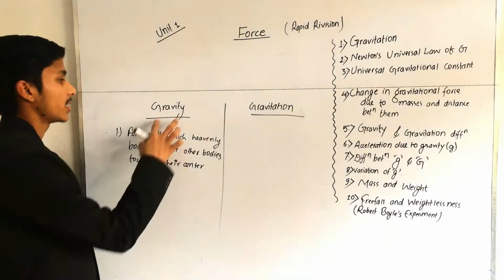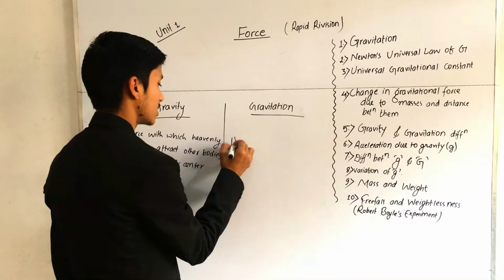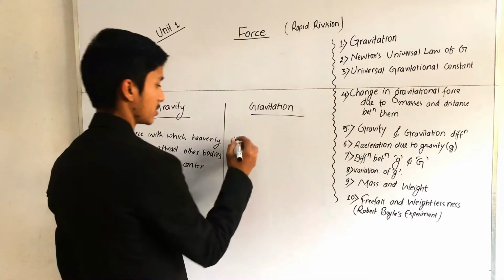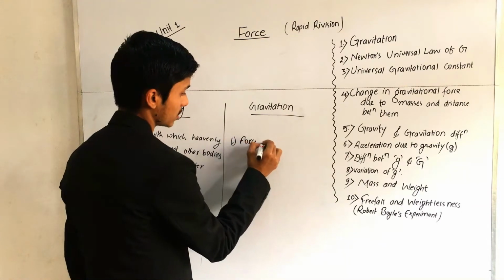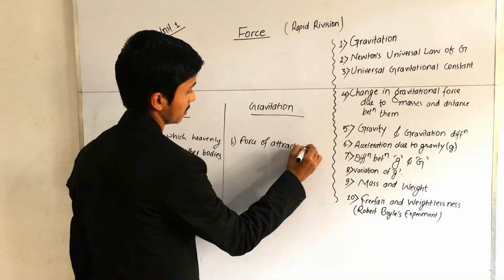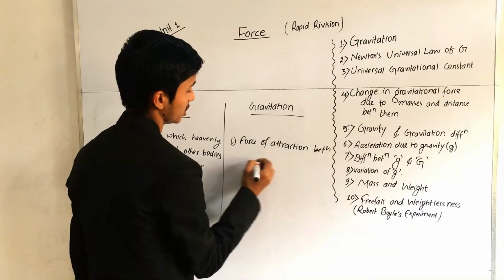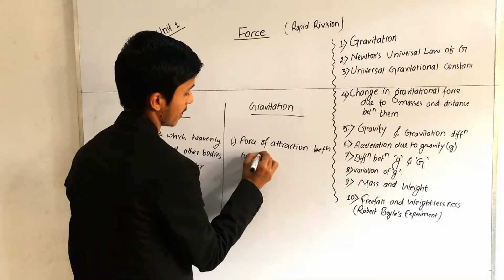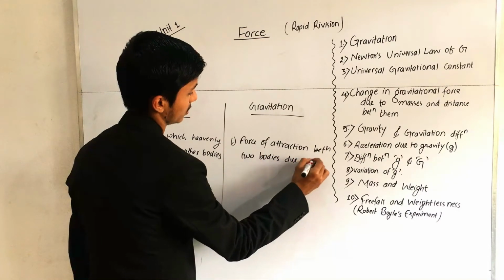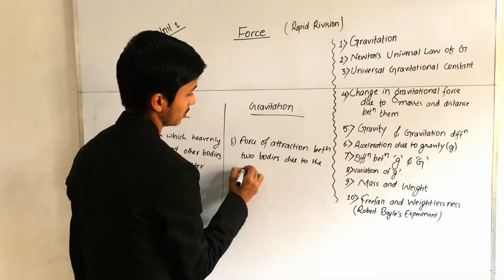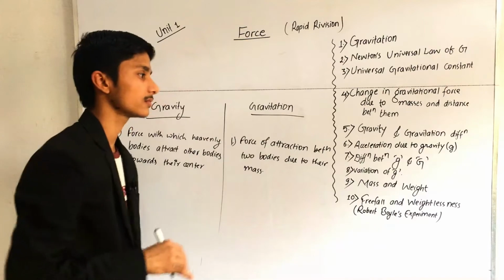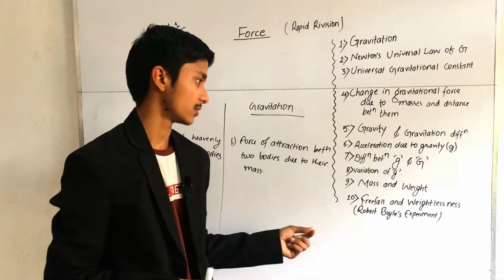This is gravity. Now, what is gravitation? This is the force of attraction between two bodies due to their masses. This is the gravitation. Okay.